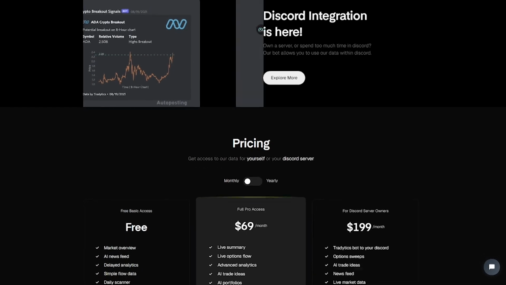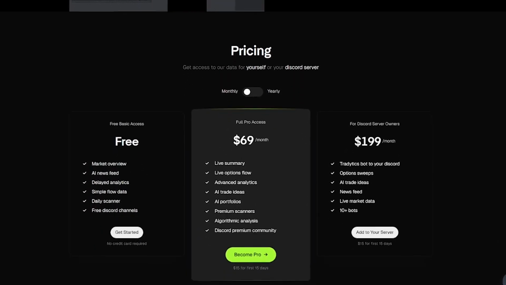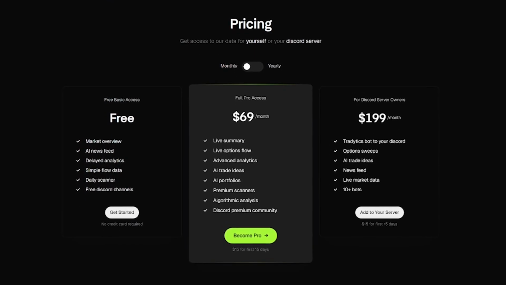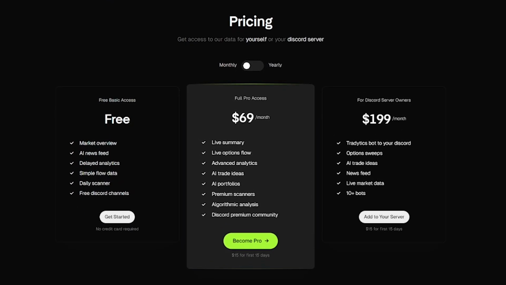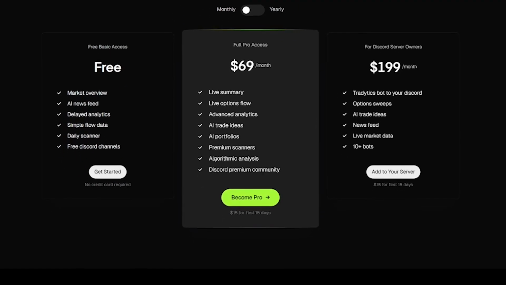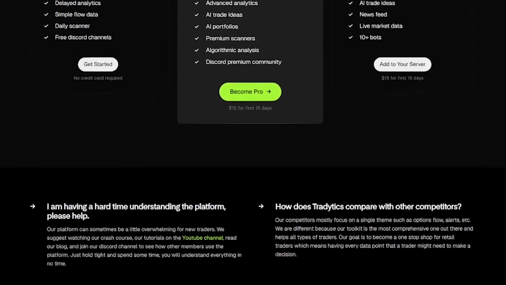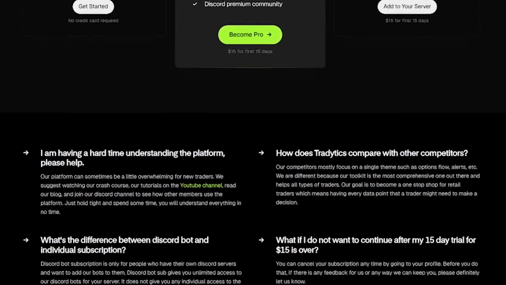Why traders love Tradytics. Data from Wall Street in retail-friendly form. iOS, Android, web, and Discord access. One dashboard to rule them all. Tools for long-term, swing, and day trading. A private trading community with real-time alerts, and plans starting at $0 to try it all risk-free.